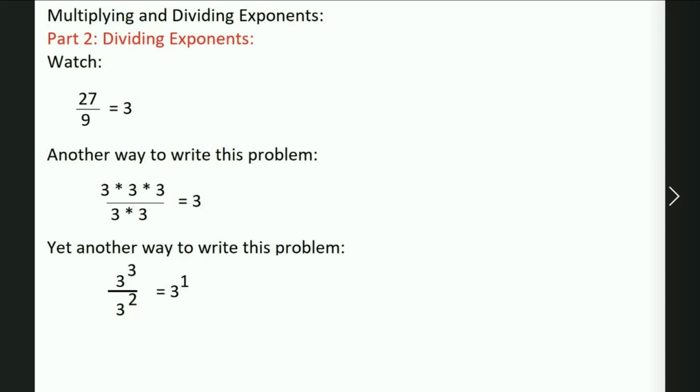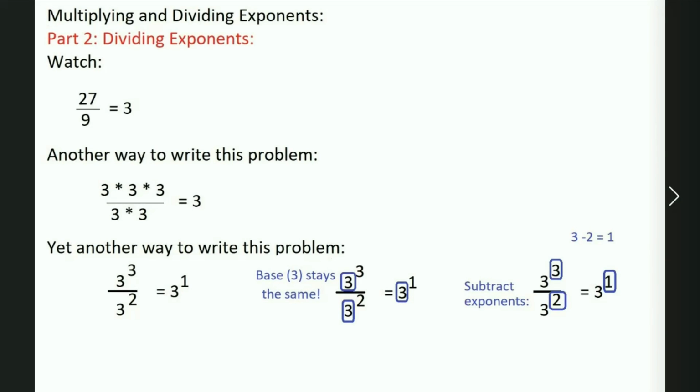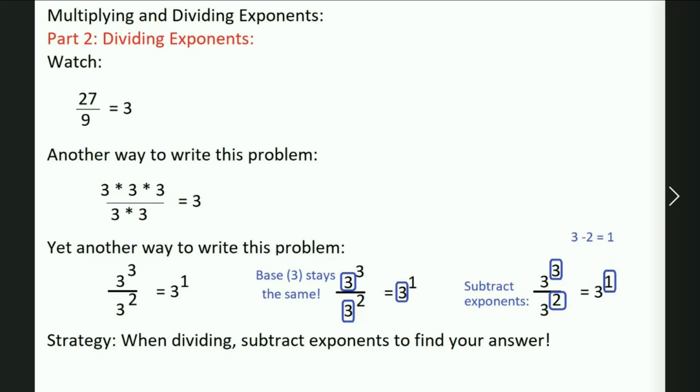Another way to write this problem: 3 to the 3rd power divided by 3 to the 2nd power is 3 to the 1st power. Are you all seeing the pattern? Our base stays the same. Our base is still 3. But now we subtract our exponents. 3 minus 2 equals 1. And that's 3 to the 1st power, or just 3. So when you're dividing, you subtract your exponents to find your answer.